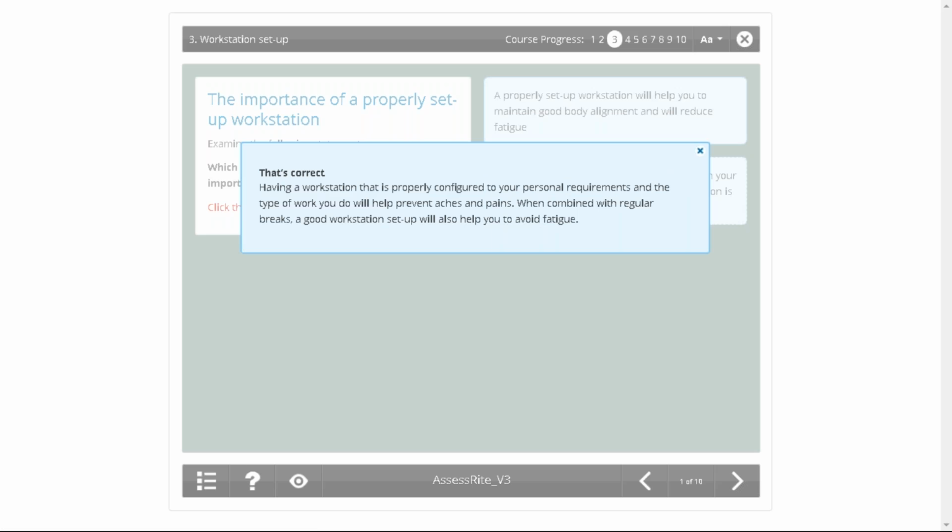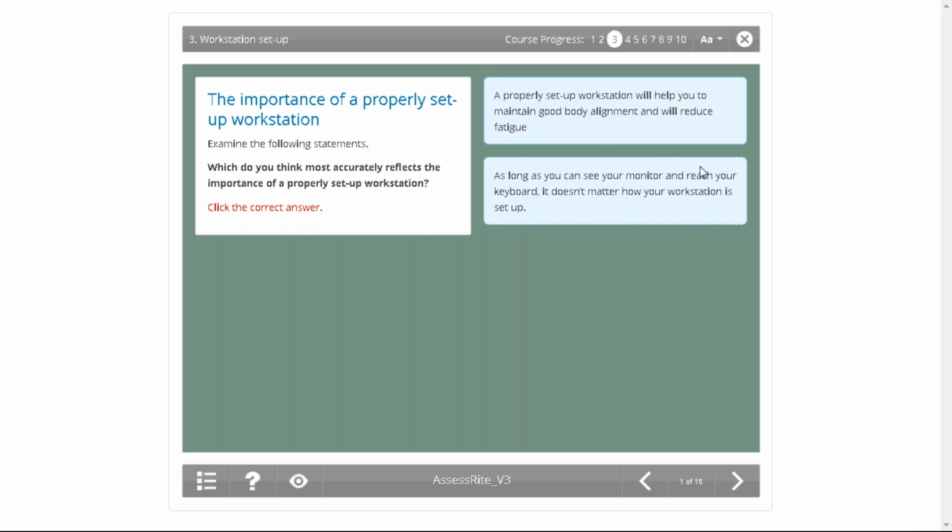That's correct. Having a workstation that's properly configured to your personal requirements, and I think that's the key point, and the type of work that you do, will help prevent aches and pains. When combined with regular breaks, a good workstation setup will also help you to avoid fatigue.